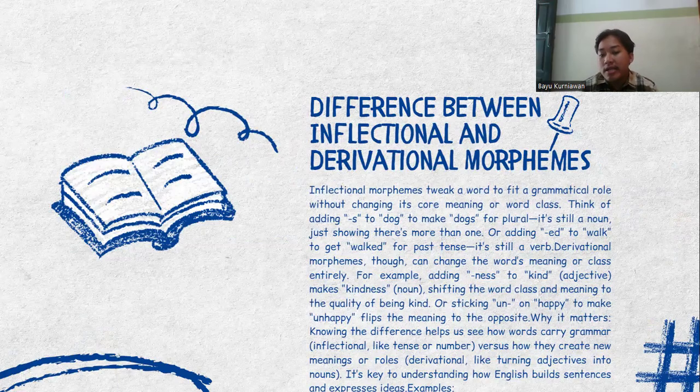For example, adding ness to kind, an adjective, makes kindness. It's a noun, shifting the word class and meaning to the quality of being kind. Or sticking un on happy to make unhappy flips the meaning to the opposite. Why does it matter? Knowing the difference helps us see how words carry grammar, in inflectional like text or number, versus how they create new meanings or roles, like derivational, like turning adjectives into nouns. It's key to understanding how English builds sentences and expresses ideas. Examples.